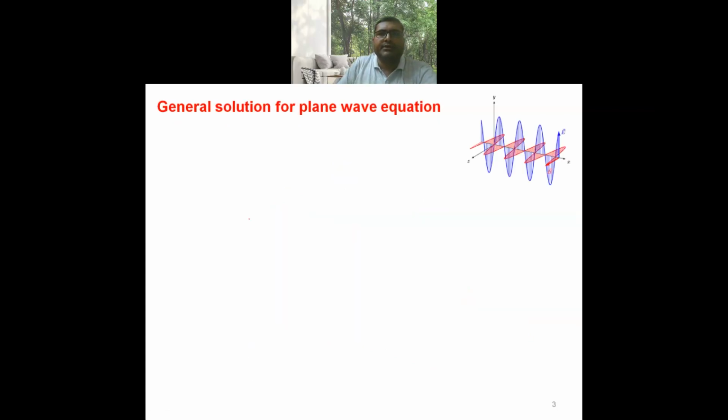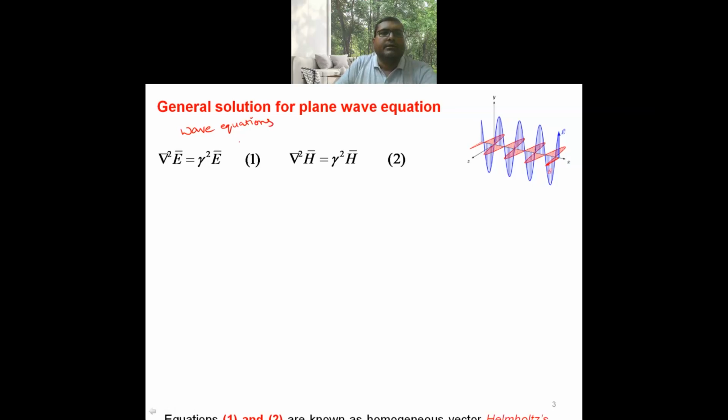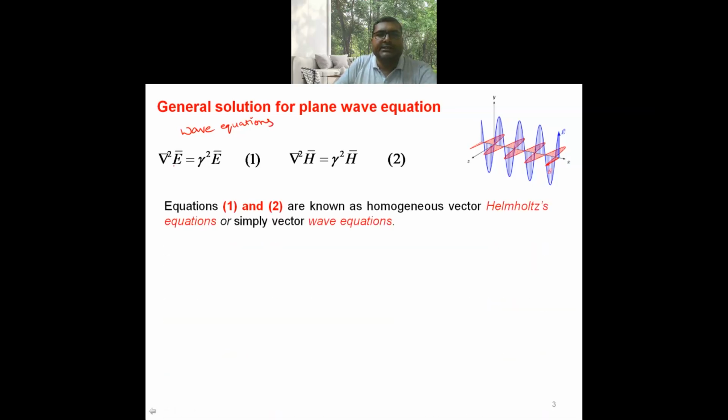General solution for plane wave equation. Equations 1 and 2 are regarded as wave equations. These are del square E is equal to gamma square E and del square H is equal to gamma square H, where E is equal to EXAX plus EYAY plus EZAZ and H is equal to HXAX plus HYAY plus HZAZ.